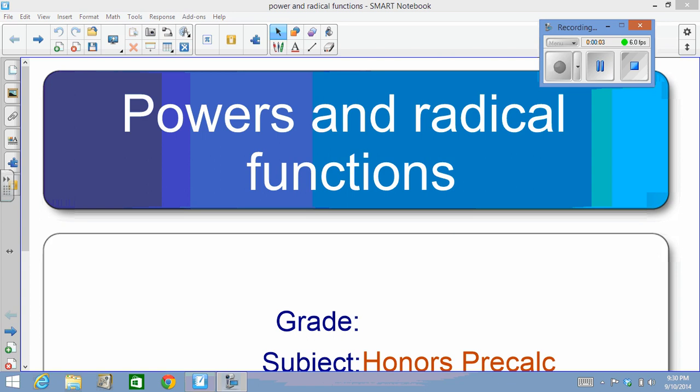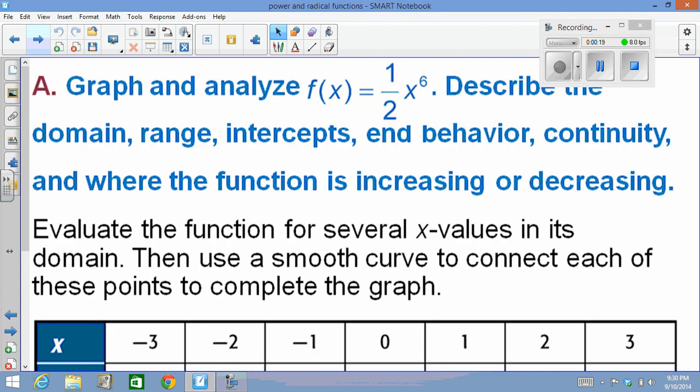So today we're going to talk about powers and radical functions. Most of this you've learned before in Algebra 2. There's basically two parts to the lesson today. One is on graphing and the other one is on solving radical equations. So here we go. We're going to talk about graphing and analyzing a function.